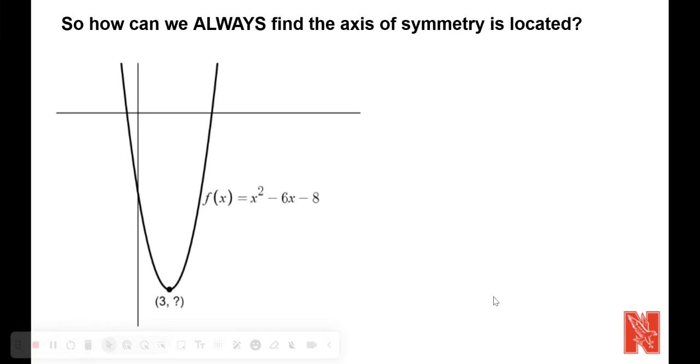But what if your vertex is at 12 comma something? You'd have to calculate a lot of points in your table before you'd finally get the vertex. So we need a quicker way to do that.